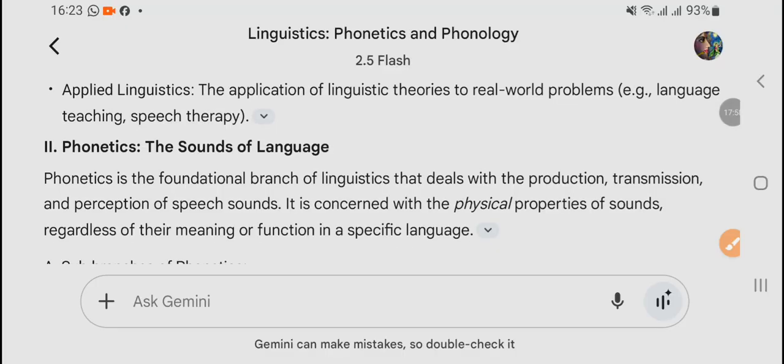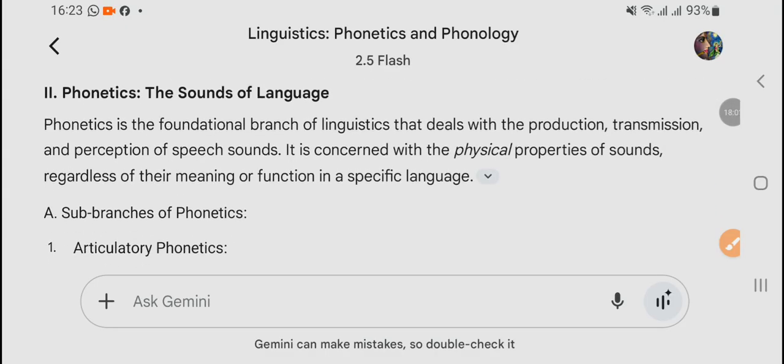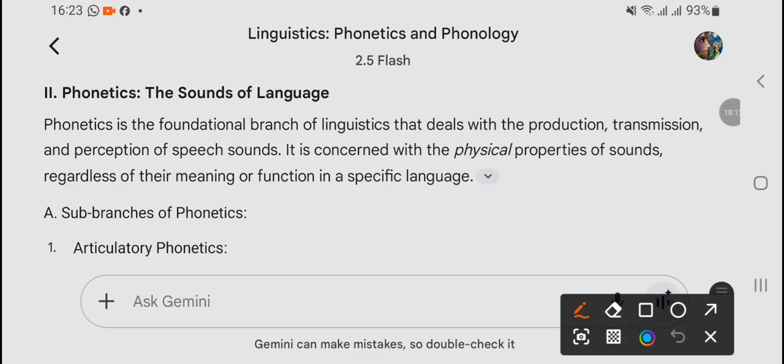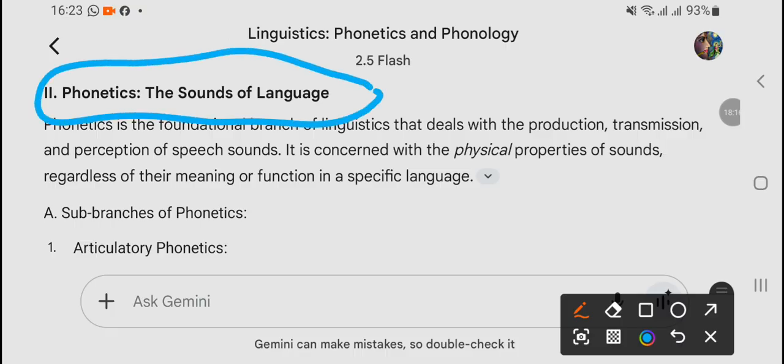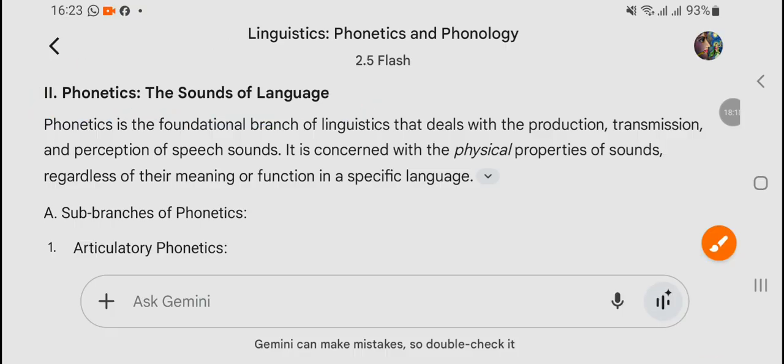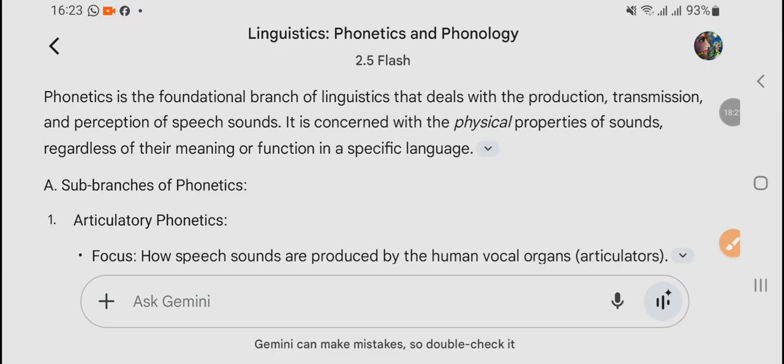Now our main topic, the purpose of this video, is to understand two terms, phonetics and phonology. So phonetics, the scientific study of sound, is called phonetics. Phonetics is the fundamental branch of linguistics that deals with the production, transmission, and perception of speech sound. That is the fundamental branch.